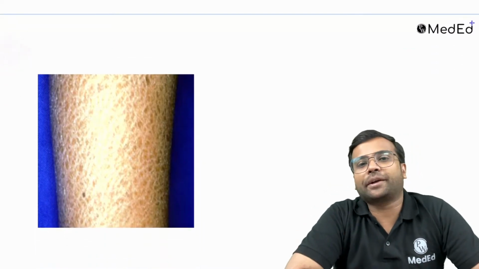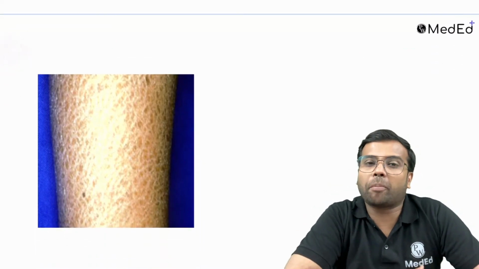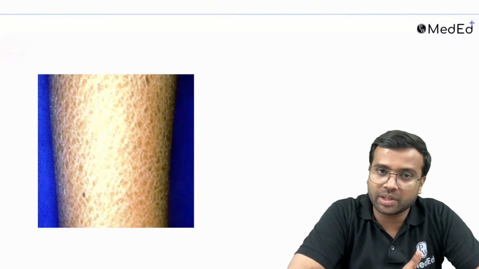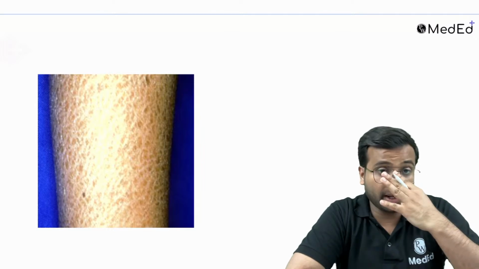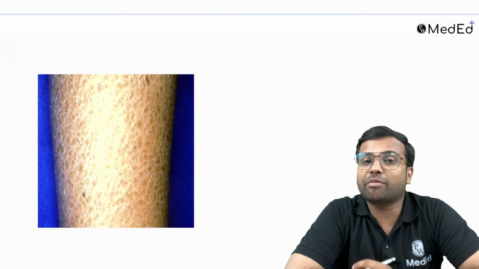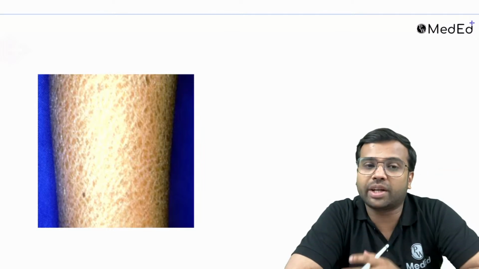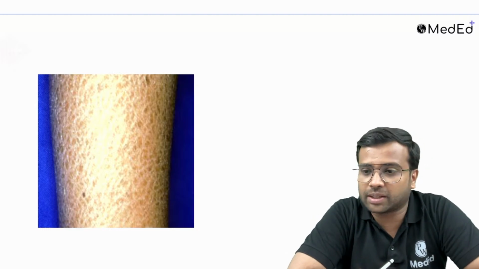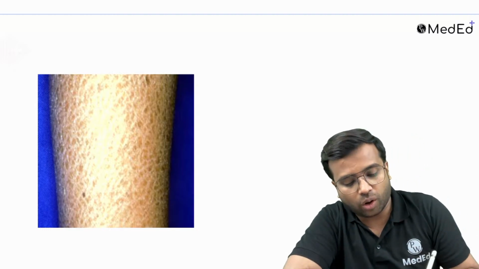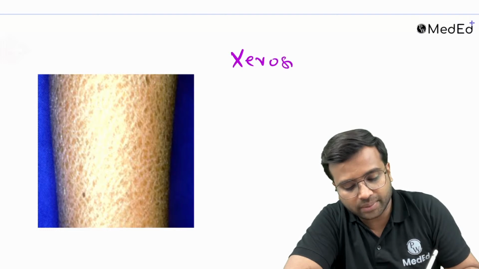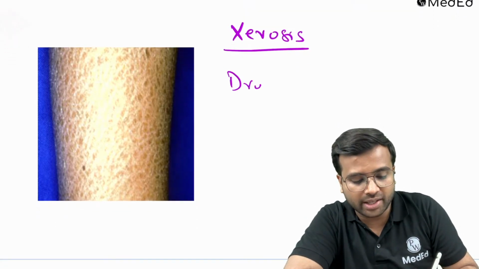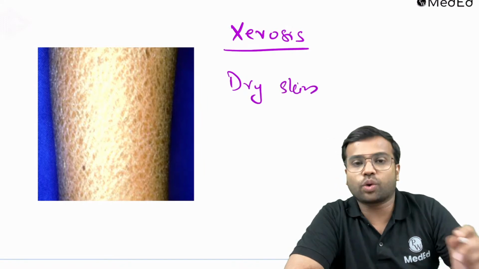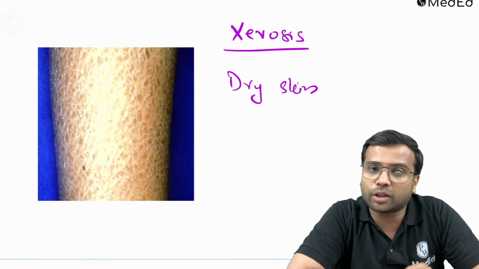If you find this kind of skin, sometimes you can compare it to ichthyosiform skin, isn't it? Like you get a fish-like scaling over the skin. You can also compare it to a crazy pavement pattern because it looks like very dry skin with a crazy pavement pattern. Now generally we can call this xerosis. Xerosis means dry skin, which gives a certain kind of pattern over the skin.